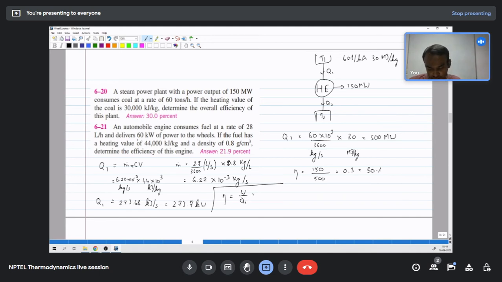So now to calculate the efficiency, we have W by Q1. W is given as 60 kilowatt, and Q1 we have 273.7. So this will be 0.2192, which is 21.9%.